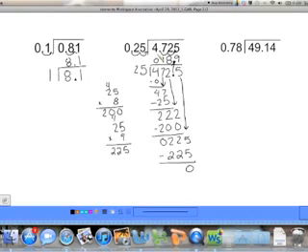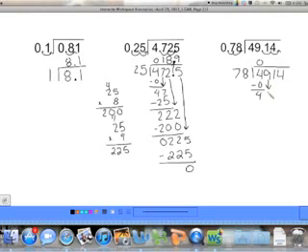Alright, pause the video and try this last problem. Press play when you're ready to check your work. Alright, we have to move our decimal place over twice. So we have a new problem, 78 and 4,914. Alright, we know that 78 can't fit into 4.